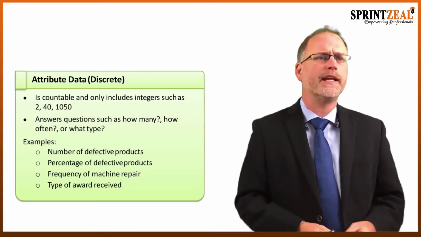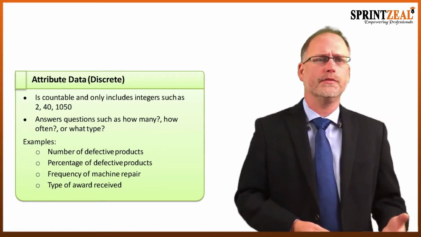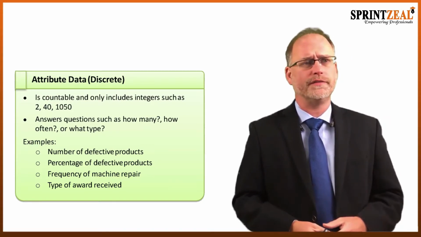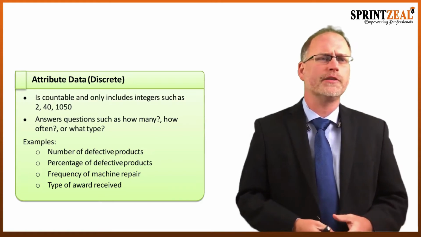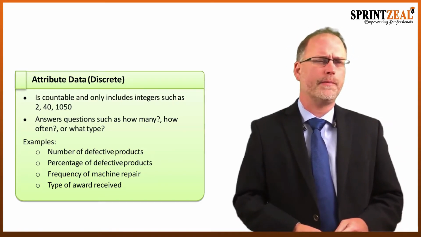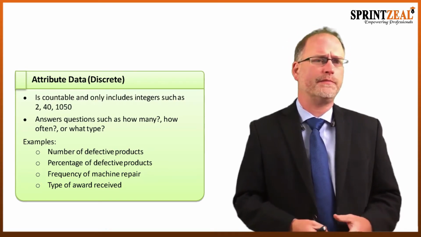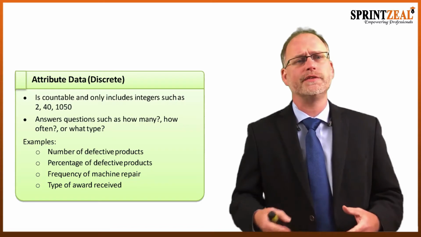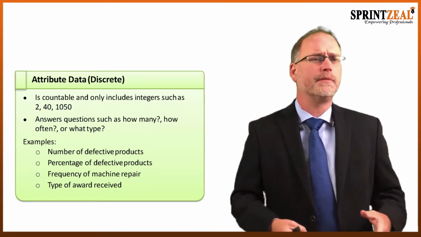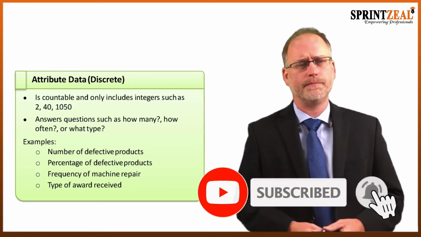Now, attribute data is countable and only includes integers such as the number 2 or 40 or 1050. It answers questions like how many, how often, and what type. Some examples of discrete data would be the number of defective products or the percentage of defective products, possibly the frequency of machine repair or the type of awards received.